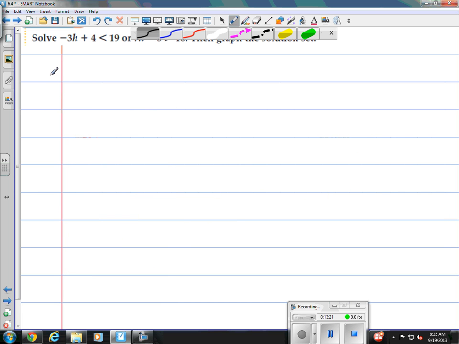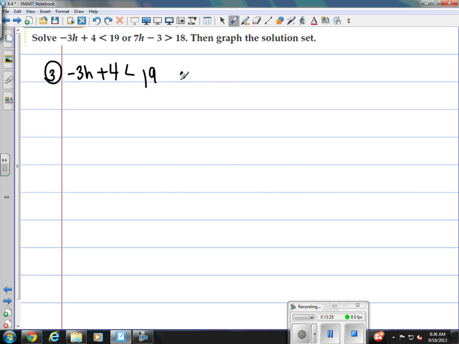So let's look at example 3. We have negative 3h plus 4 is less than 19, or 7h minus 3 is greater than 18. So it's an or compound, so we just solve each inequality separately. So let's go look at the first one here. Negative 3h plus 4 is less than 19.